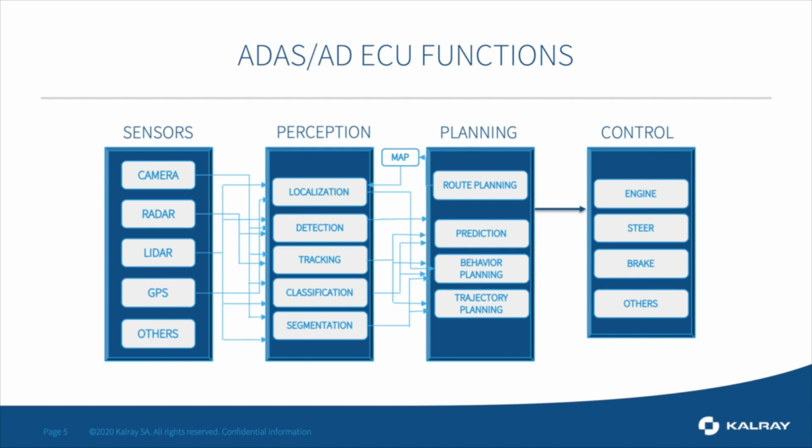ADAS and AD functions can be summarized in this sense. You need to have elements that show you where you are in your environment. That's the sensors. Sensors can be of different types: camera, radar, LiDAR, GPS, and others, depending on what information you want to collect.